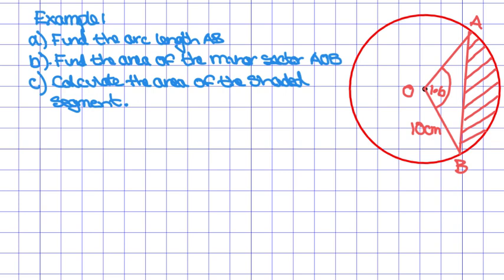Let's go through some examples. So example 1. A. Find the arc length AB. So we've got a circle. Its radius is 10 centimeters. There are two radiuses, OA and OB, and the angle at the center is 1.6 radians. So part A, find the arc length AB.